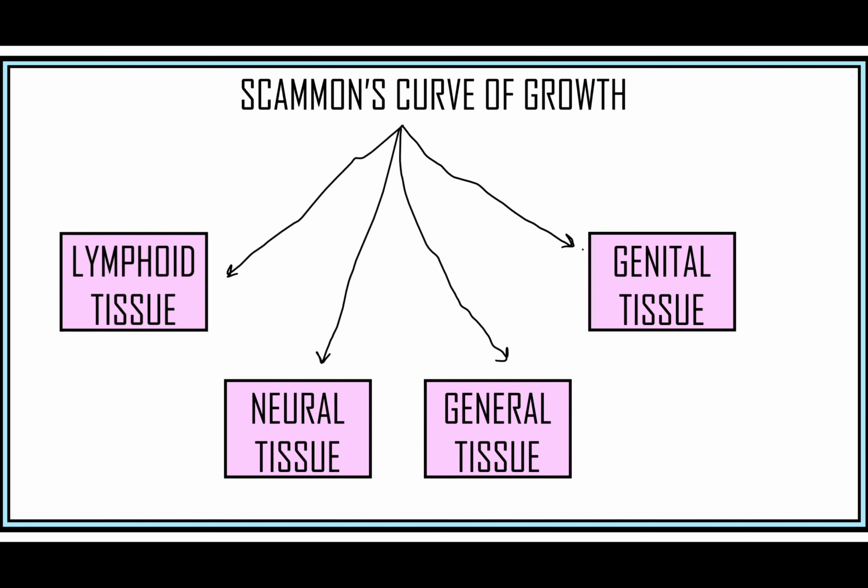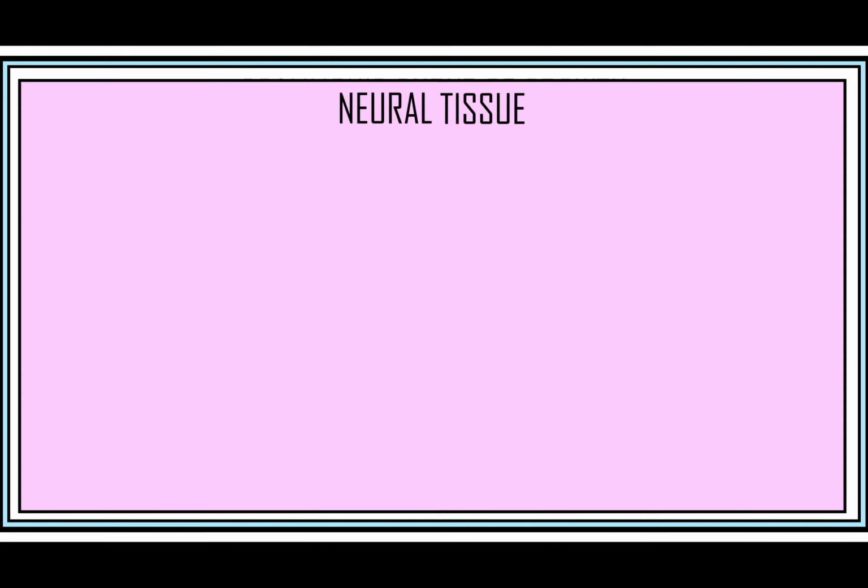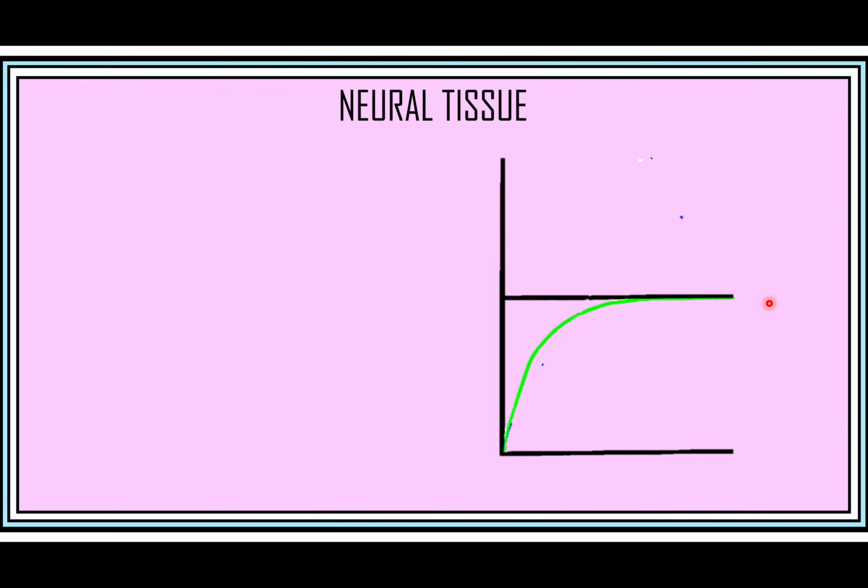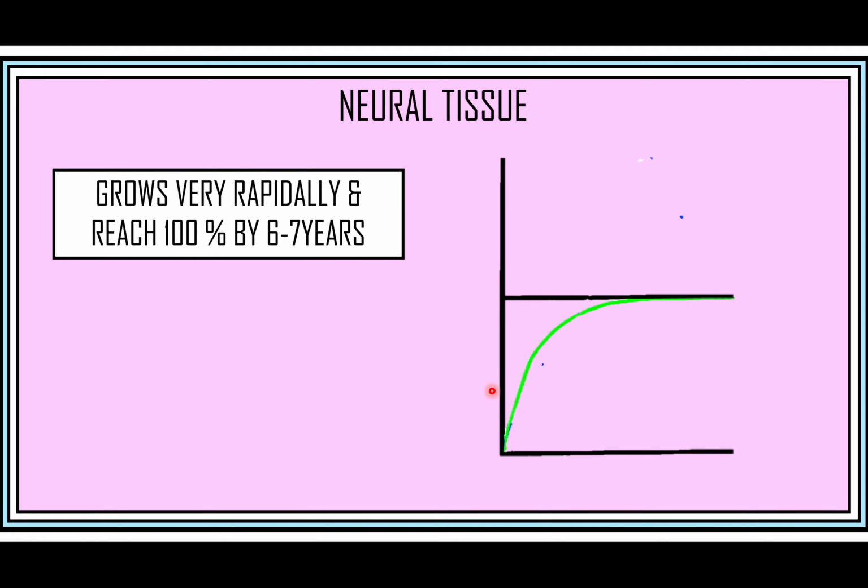The second category of body tissue according to Scammon's curve of growth is neural tissue, and this can be represented by this graph. This axis represents time and this axis represents the amount of growth. Neural tissue grows rapidly and reaches almost 100% by 6 to 7 years, not completely 100%, but almost, like 97 or 98%.